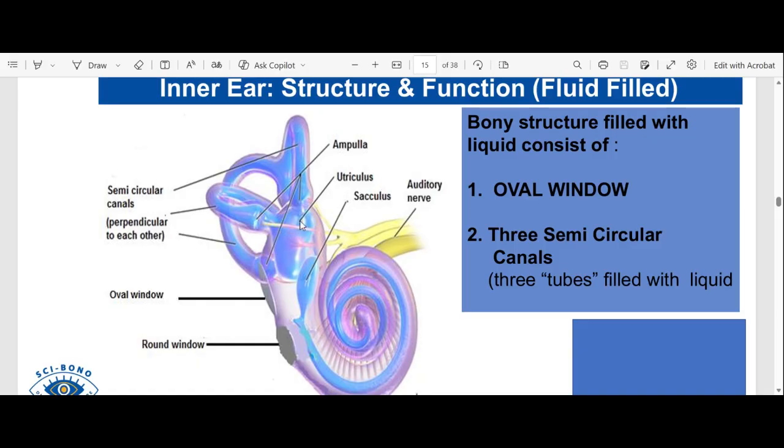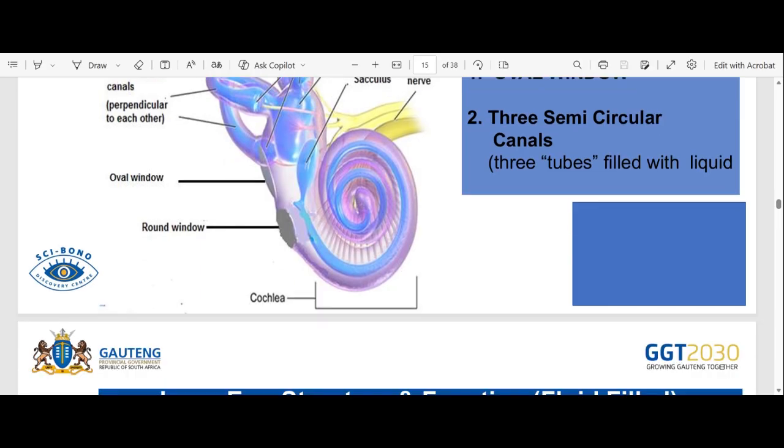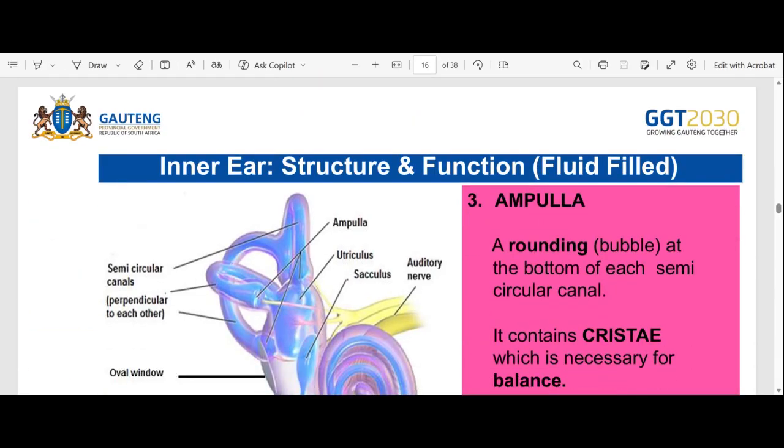Then below the ampulla, we have our utriculus and sacculus, right? What do you find inside the utriculus and sacculus? You find another balance receptor called the maculae. Maculae. I hope that makes a lot of sense, right? Okay, let's continue with the structure of the inner ear.